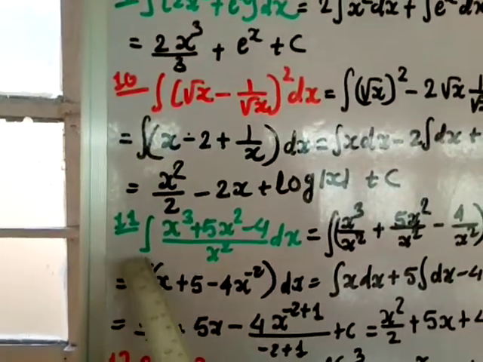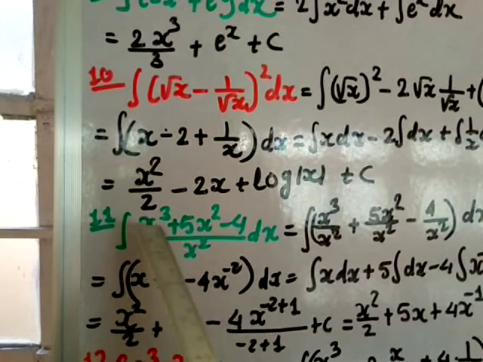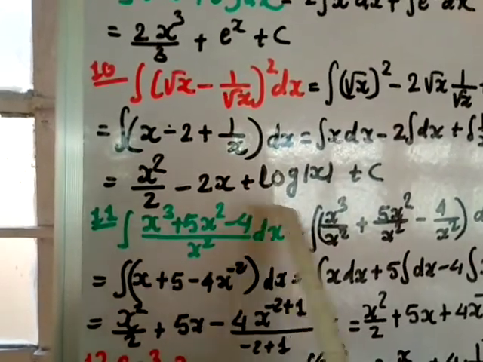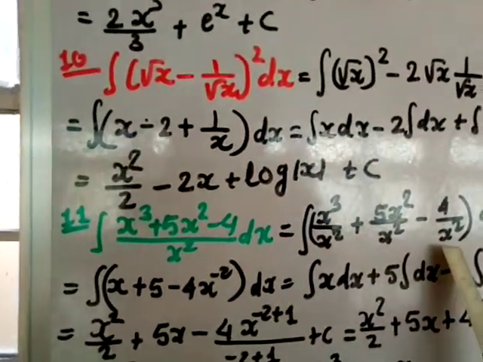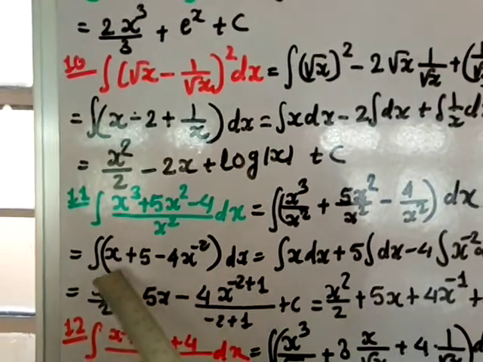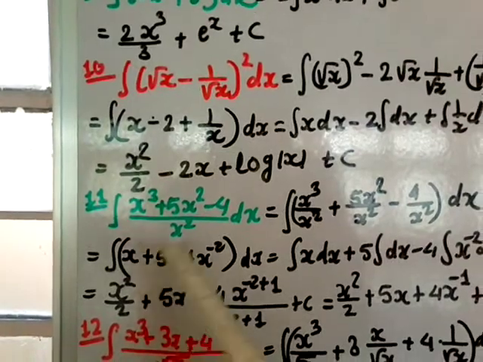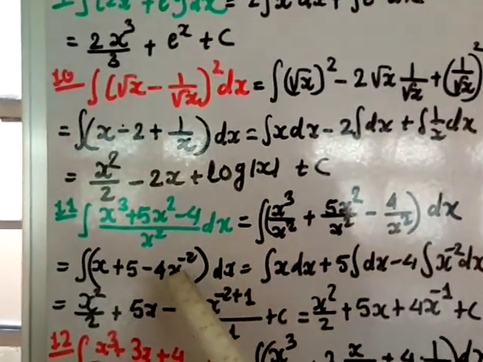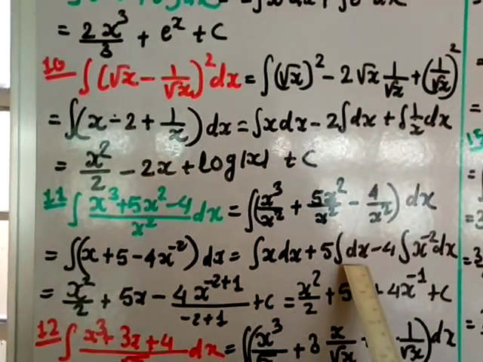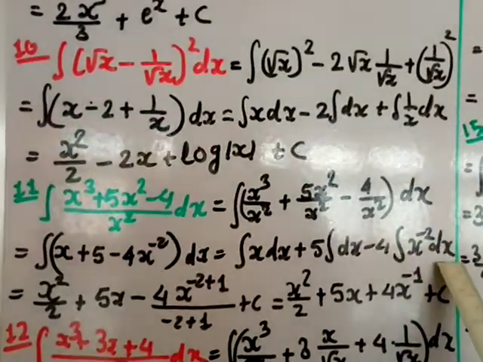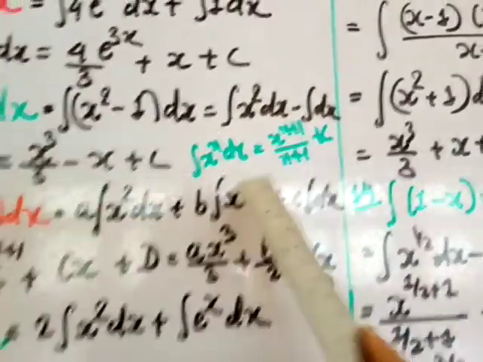Question number 11: integral (x³ + 5x² − 4) divided by x² dx. Here I will divide each term by the denominator. So x³/x², plus 5x²/x², minus 4/x² dx. Here x³ and x² give x. The x² cancels, so 5 remains, minus 4, and x² taken to the numerator becomes x^(−2) dx. Integrate each term: integral x dx plus 5 integral dx minus 4 integral x^(−2) dx. Here on both sides I will use the same formula, x^n dx.